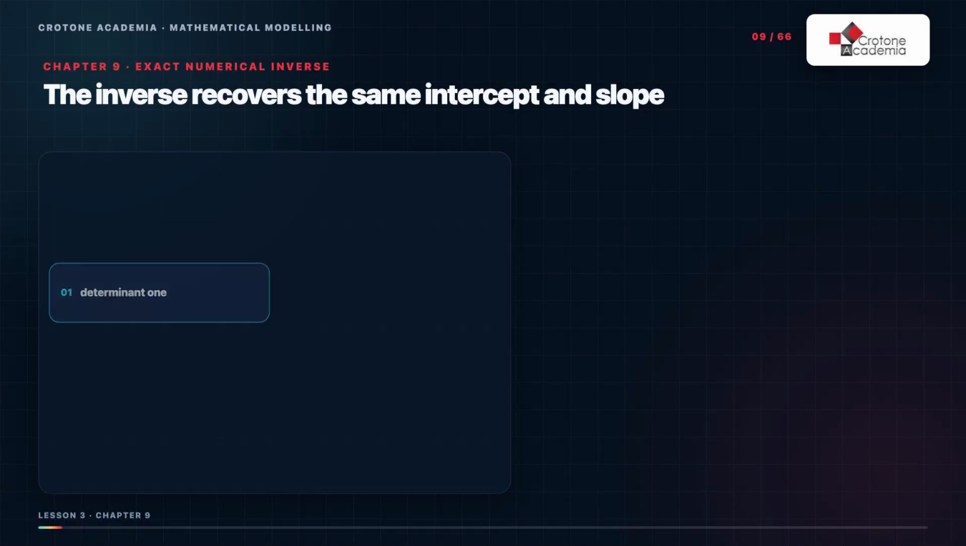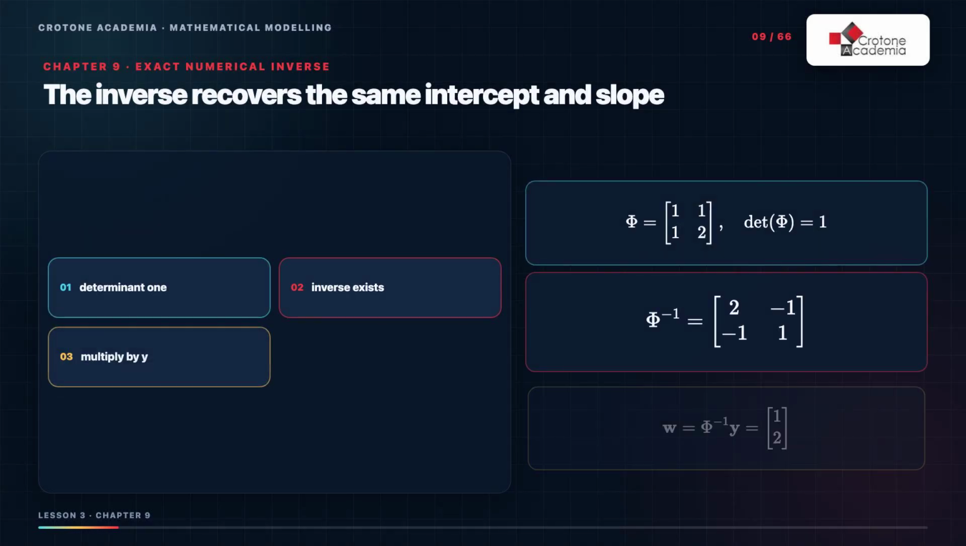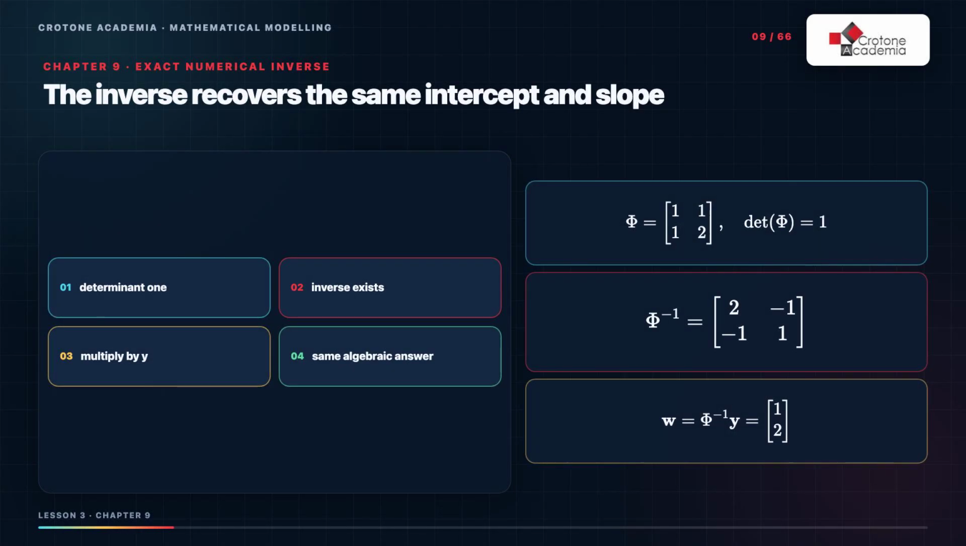For our design matrix, the determinant is 1 times 2 minus 1 times 1, which equals 1. The inverse is therefore the matrix with rows (2, -1) and (-1, 1). Multiplying by the observed vector (3, 5) gives w0 equal to 2 times 3 minus 5, which is 1. It gives w1 equal to negative 3 plus 5, which is 2. Matrix inversion and ordinary elimination agree, as they must.